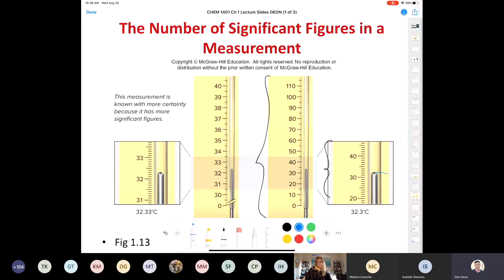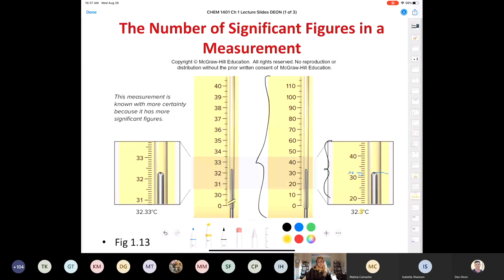Anyhow, it's above this line here, which is 32. So it's above the 32. It looks like it's about a third of the way between here and here, so that means it's around 32.3 degrees Celsius. Remember, we estimated that digit. What I always tell my students in nursing chemistry is the mantra: estimate one digit past the smallest calibration.